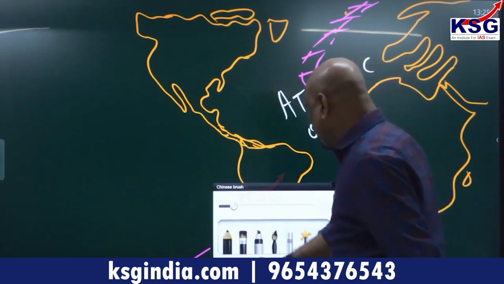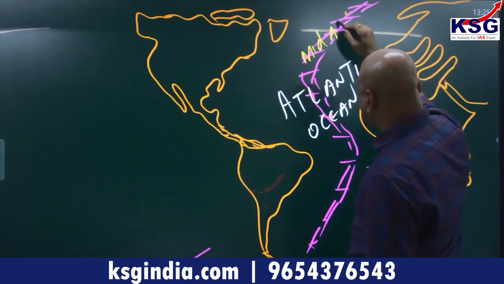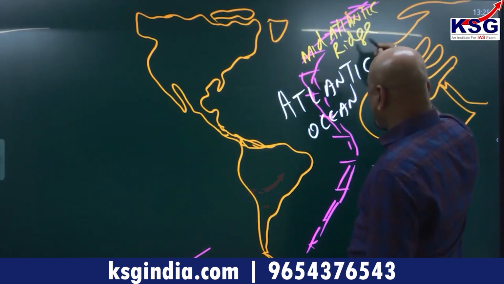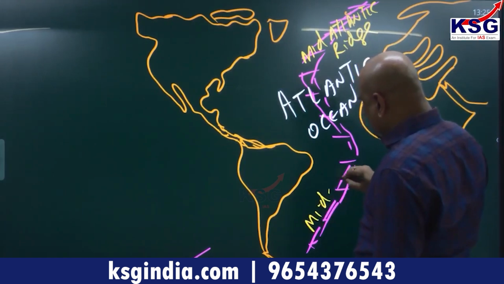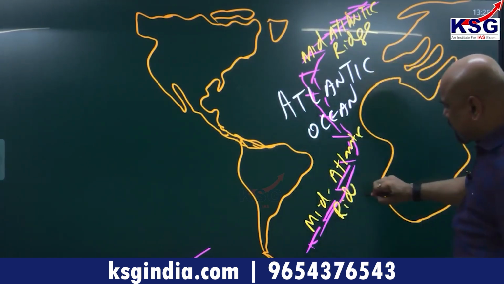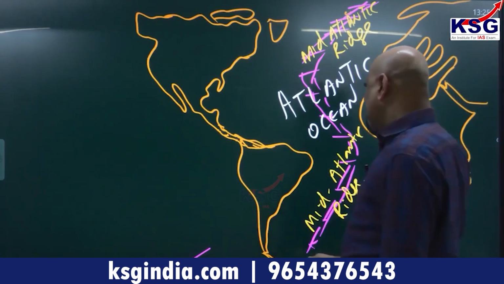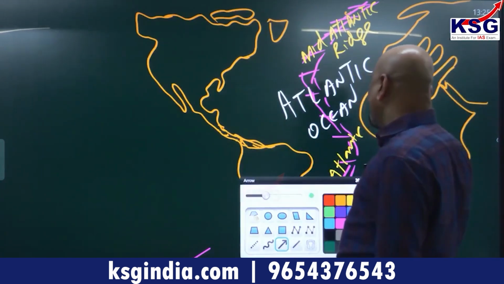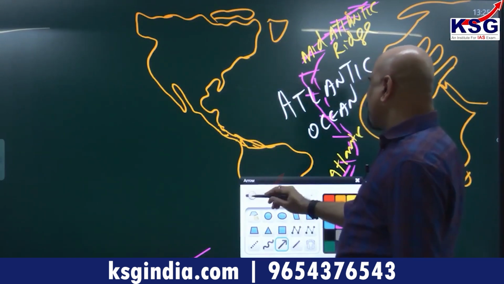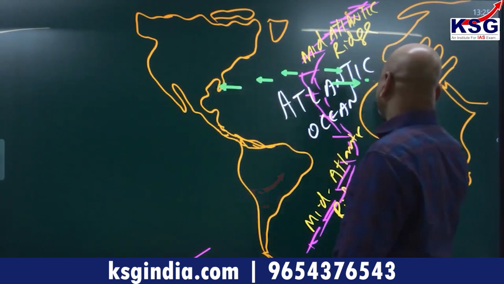He found that in the middle of this Atlantic there is a mid-Atlantic ridge, a mountain at the middle of the Atlantic Ocean. And he found a very interesting thing. He found that the age of the rock is gradually increasing as you go away from here. Age of the rock is gradually increasing.